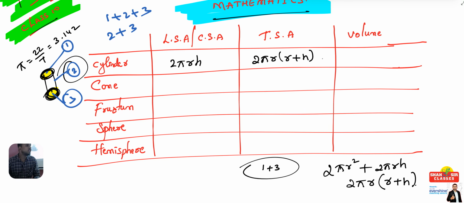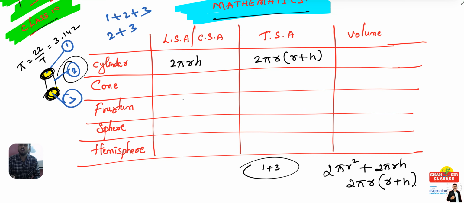What is the logic? See, the logic is simple. See here, 2 pi rh is there, no? Write all terms as it is, only the last two you add. See the lateral surface area formula, what is it? 2 pi rh, isn't it? So write 2 pi r as it is, and the last 2 terms you add. That is 2 pi r into r plus h.